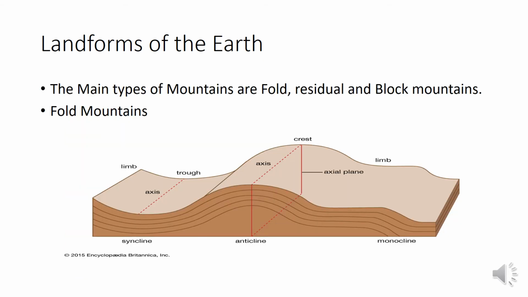Here is an example of folding. You can see that folding has got two parts, a syncline, a downfold, and an anticline, an upfold. You can see the trough. You can see the axis. You can also see the crest. You can see the limb and the axial plane.